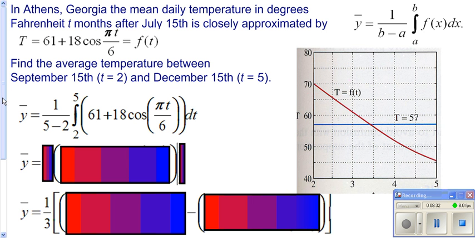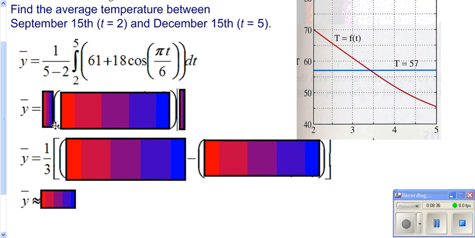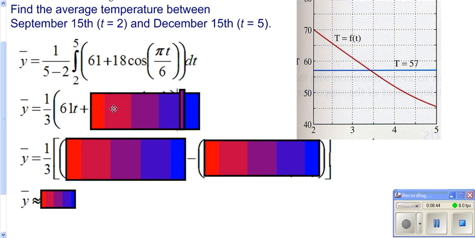because we're trying to figure out the average temperature at Athens, Georgia. Well, you know your 5 minus 2 is this. You've got to go ahead and do your integration here. Increase your exponent by 1. Okay, cosine, you know you're going to have that 18 hanging around.